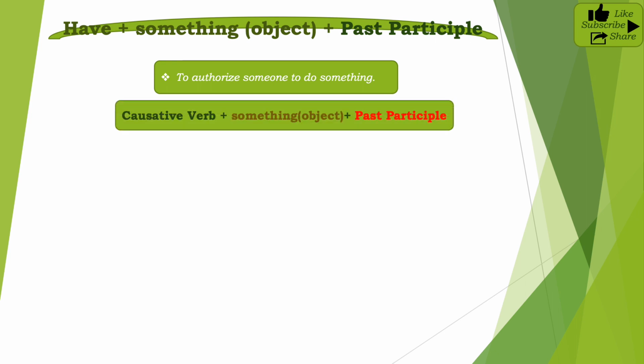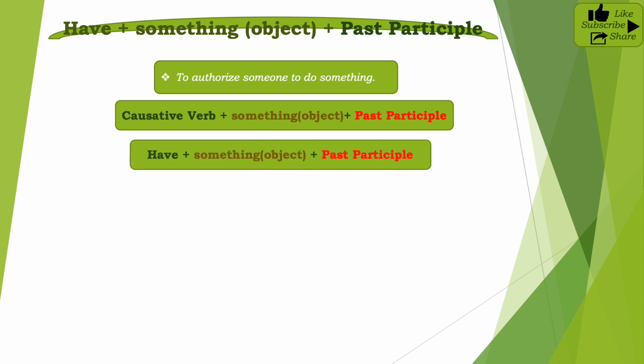Let's have a look at the structure: causative verb plus something, that is object, plus past participle, which means third form of verb. Here in this case we have causative verb have, then we need something, that is object, then the third form of verb, that means past participle. So here we have a missing agent. Remember, the second structure has a missing agent. We don't have someone, a person, here. That is a missing agent in this structure.